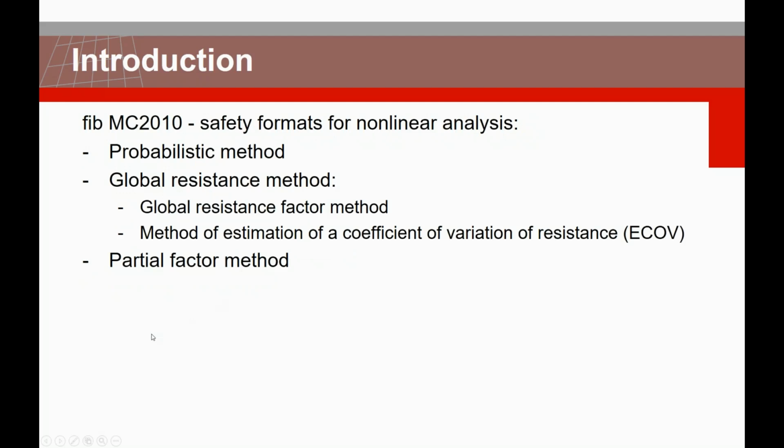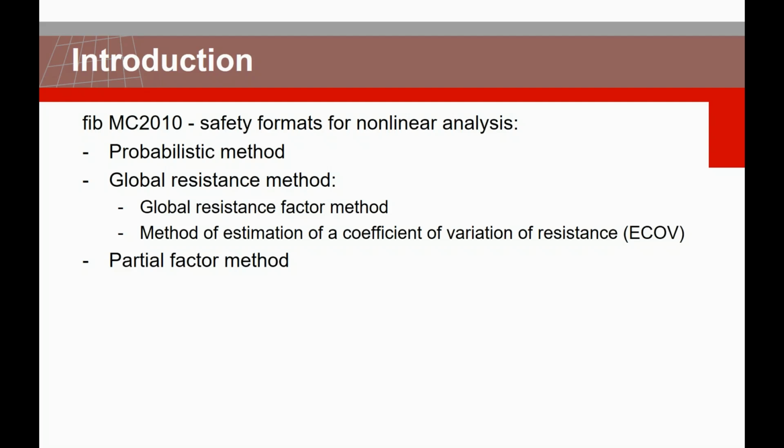In the FIP model code, there are 3 safety formats which you are allowed to use for nonlinear analysis. That is the probabilistic method, the global resistance method, and the partial factor method. The probabilistic method is the most detailed method. In that method, you're going to do a variation of all the input parameters, as well as a variation over your structure element.